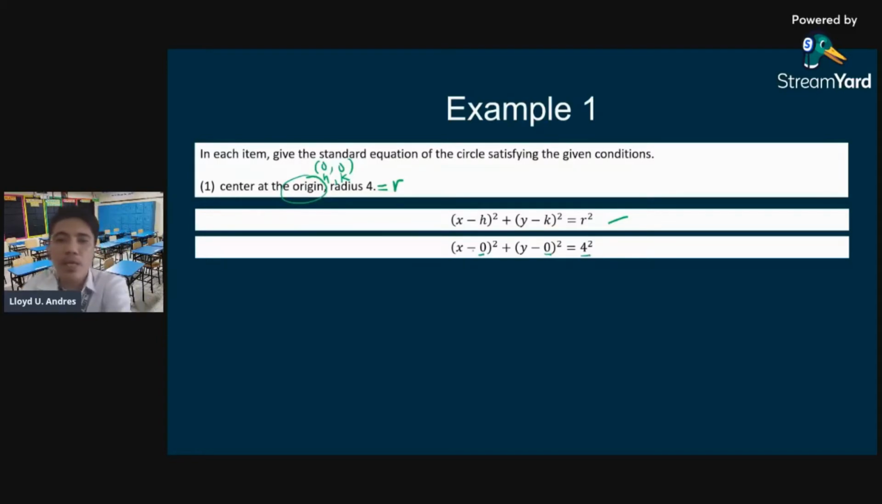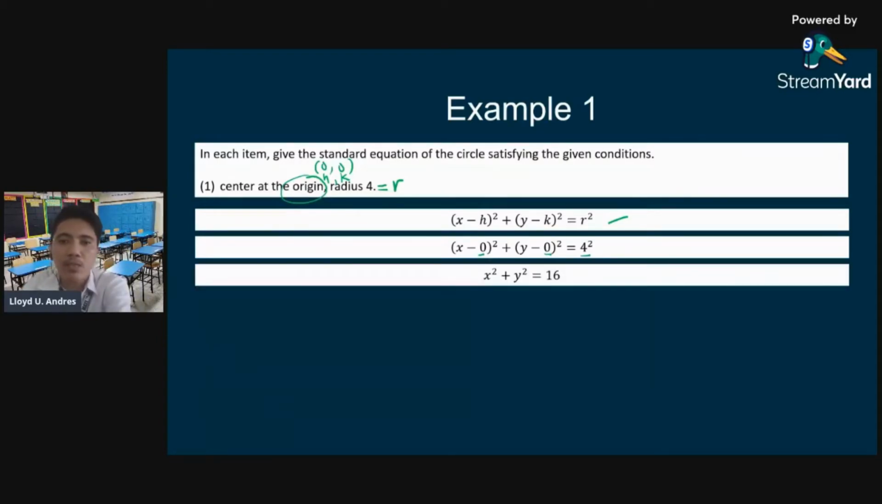So simplifying, x minus 0 is x squared, and y minus 0 squared is just y squared, and 4 squared is 16. So therefore, the standard equation of the circle whose center is at the origin with radius 4 is x squared plus y squared equals 16.